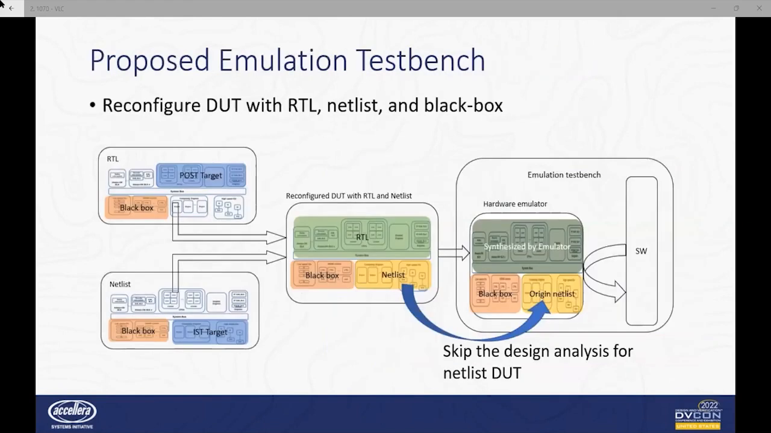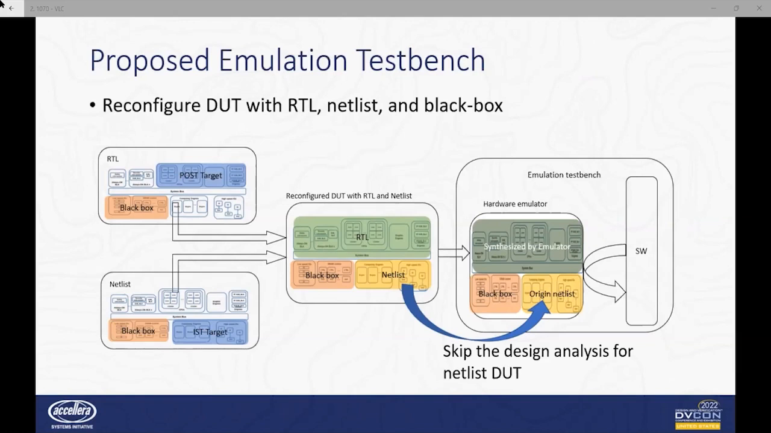Here you can see the proposed emulation test bench diagram. We reconfigure the DUT by mixing the RTL, black box, and netlist. And the reconfigured DUT is mapped into hardware as a single platform.